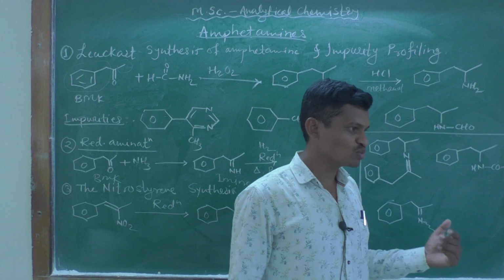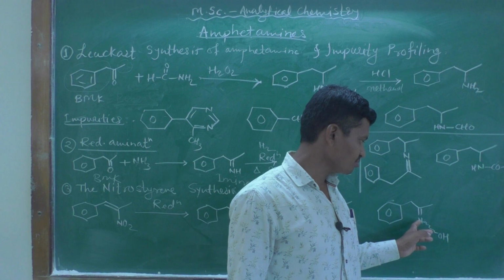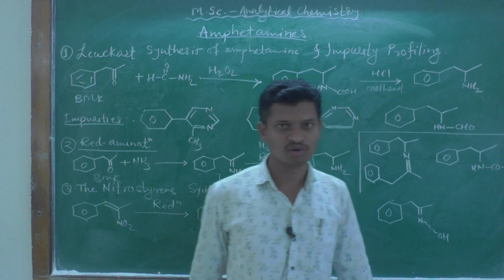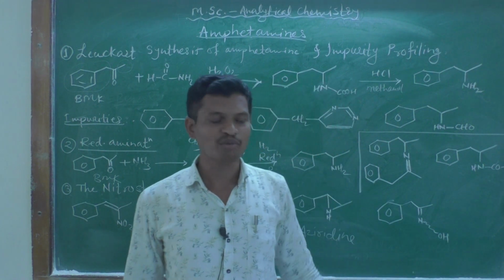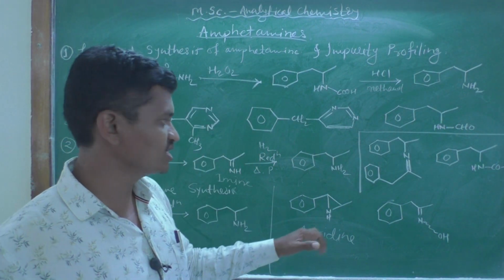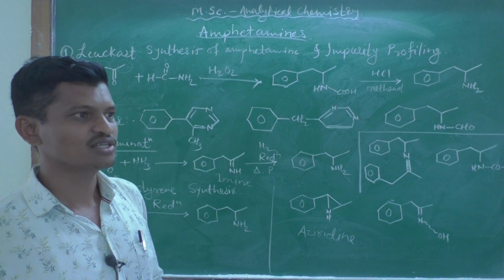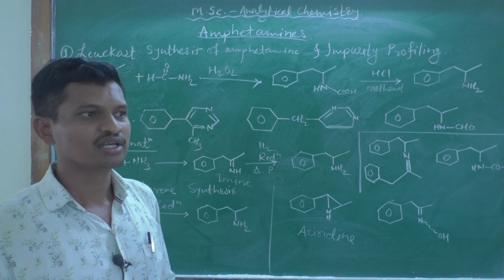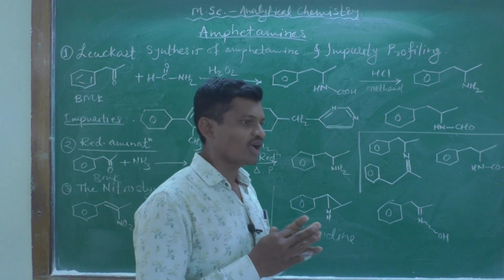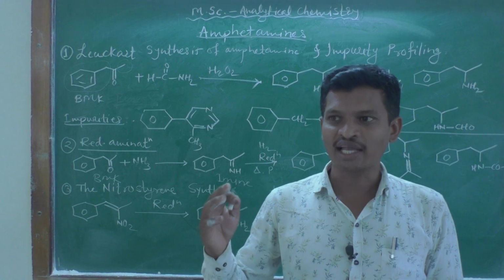Then the third most widely encountered impurity in this nitrostyrene synthesis is the oxime derivative of benzyl methyl ketone. Okay, so the oxime derivative, with NOH, is formed as an impurity in this nitrostyrene synthesis. So these are the different impurities formed in the different synthetic methods used for the synthesis of amphetamines all over the world.